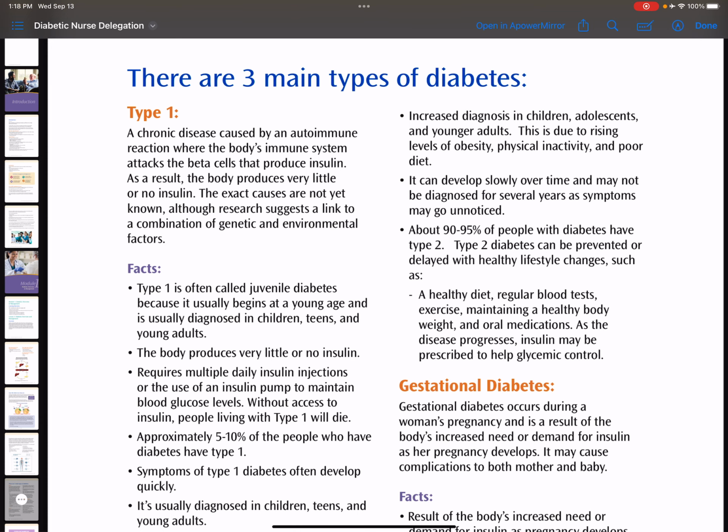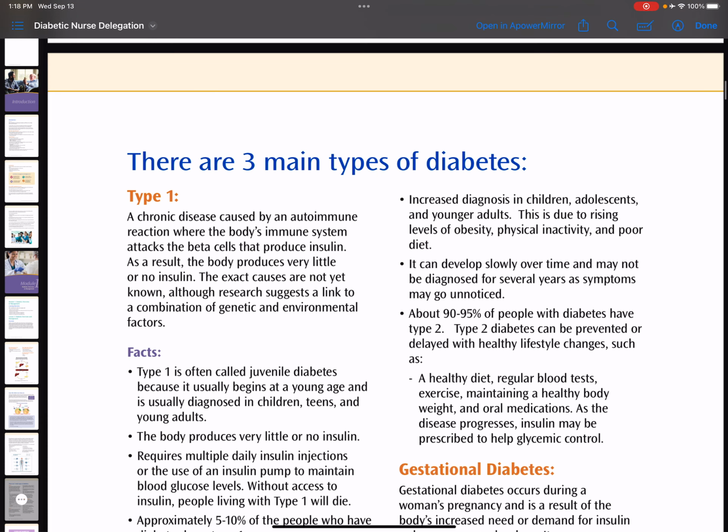The fact that we need to know about type 1 is it's usually called juvenile diabetic because it begins at a young age and is usually diagnosed in children, teens, and young adults. The body produces very little or no insulin and always requires multiple daily insulin injections or the use of an insulin pump to maintain blood glucose levels. Without access to insulin, people living with type 1 will die.